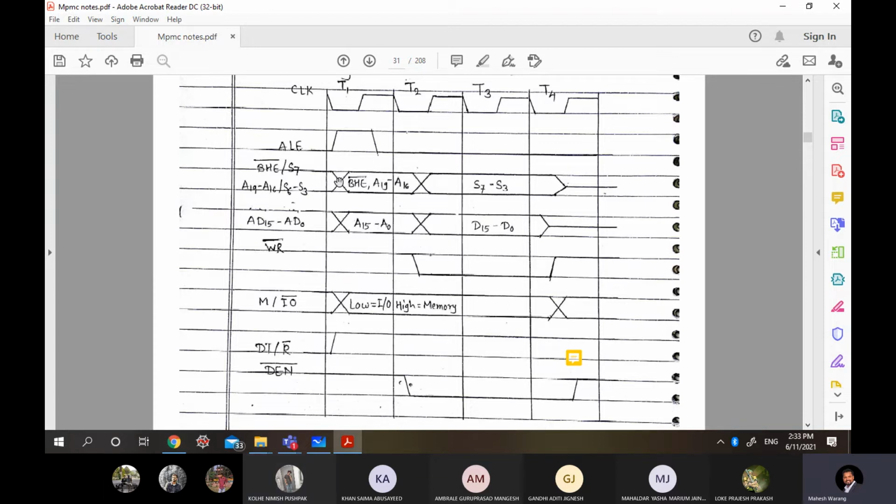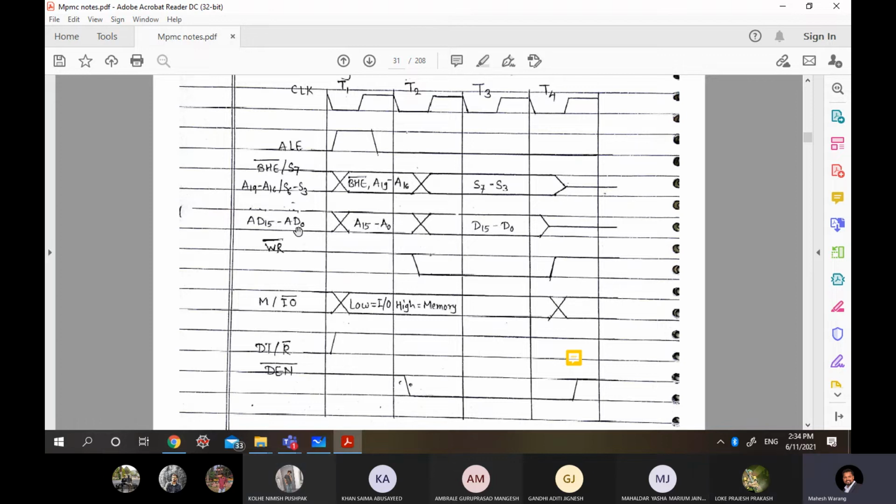So up to the T2 on this particular line we will be having BHE bar and A19 to A16, समझ में आ रहा है क्या, ठीक है। And after that we will be having S7 to S3, because अभी ALE लो हो गया ना, अब ALE लो हो गया तो फिर वो राइट वाला पार्ट, समझ में आ रहा है, it will pass S1 to S6. समझ में आ रहा है? Yes, sir. Understood? ठीक है.